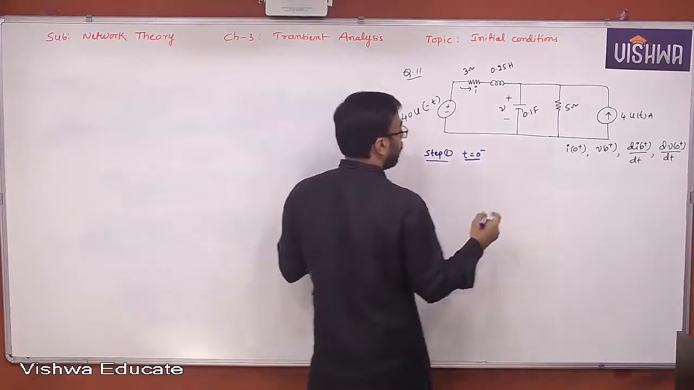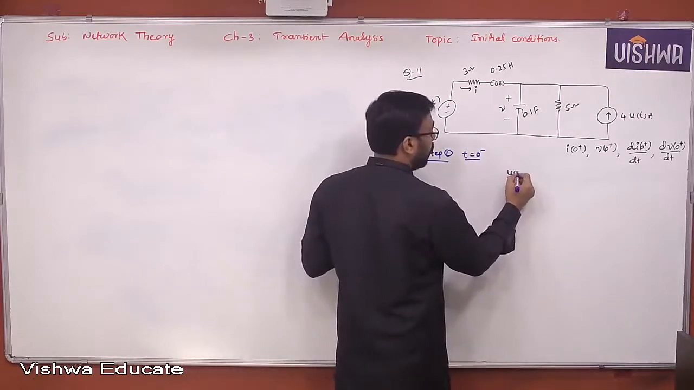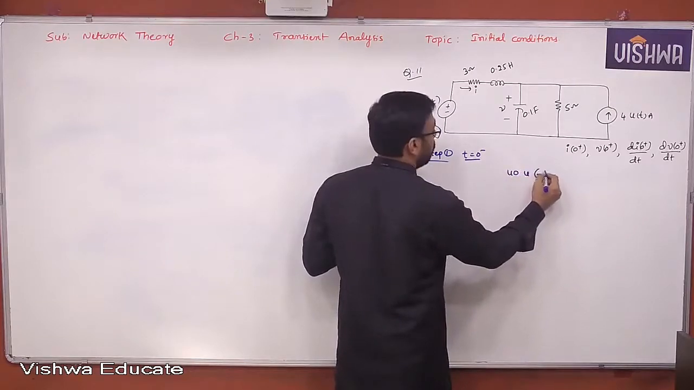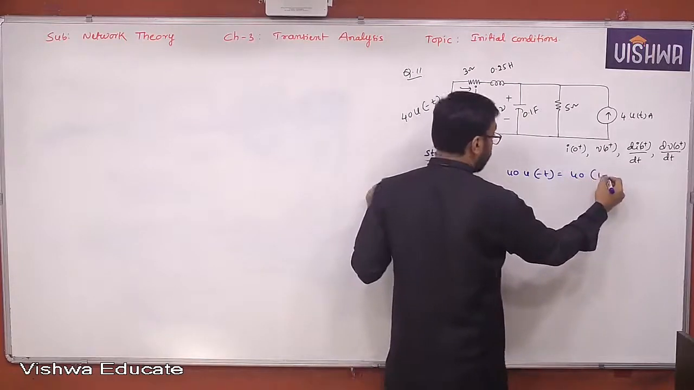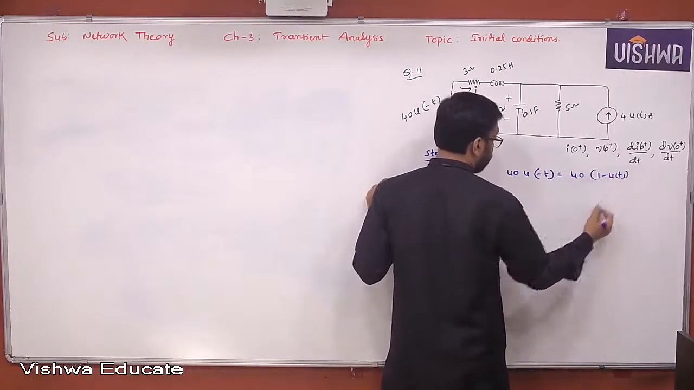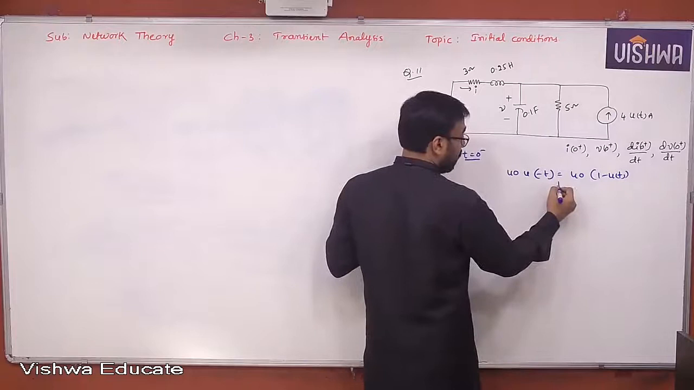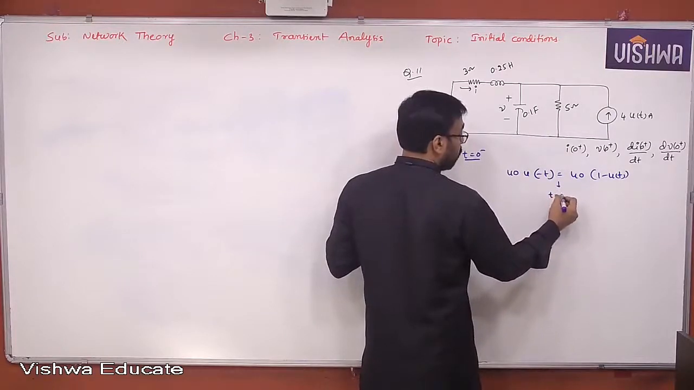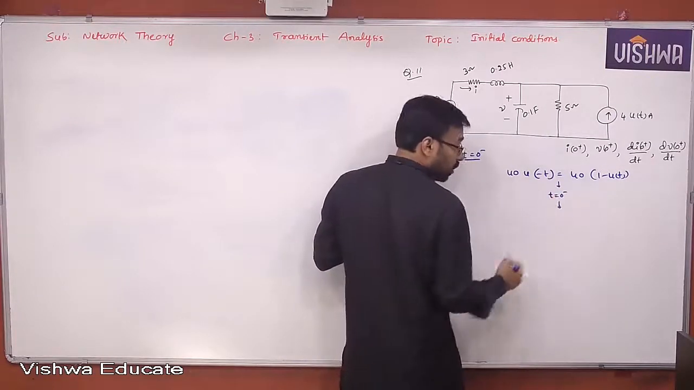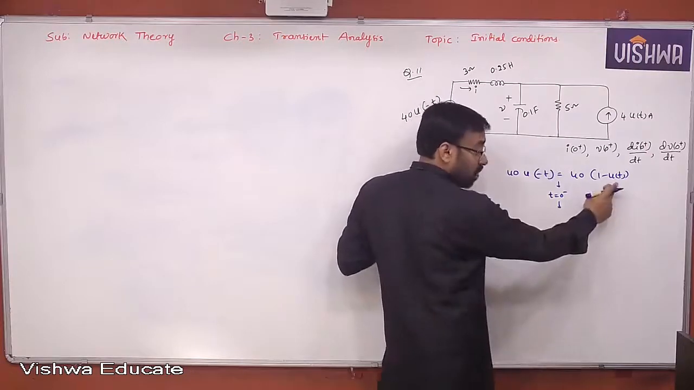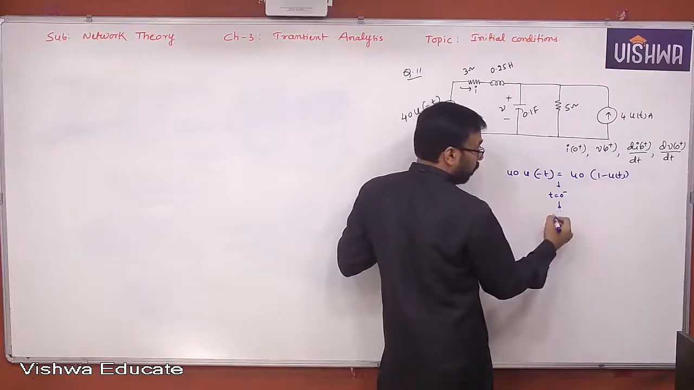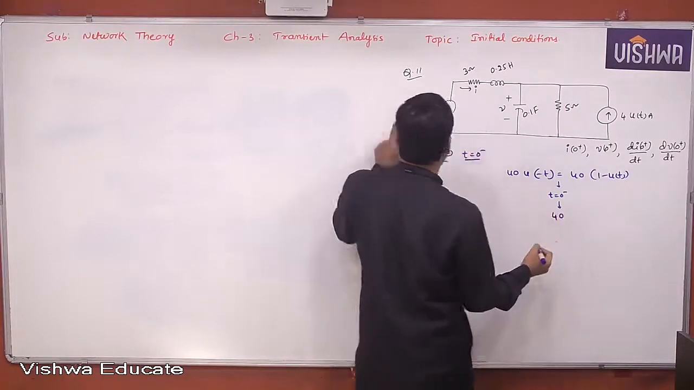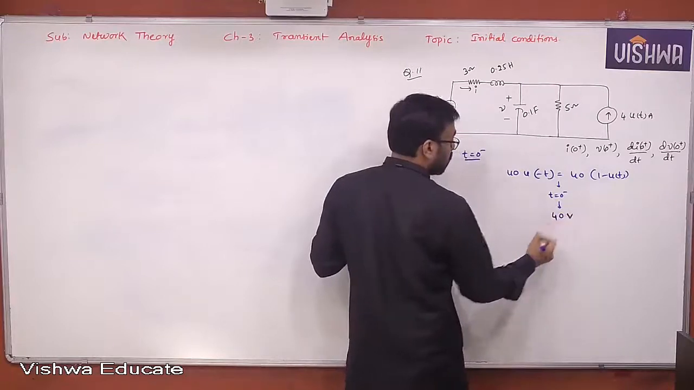What is the value of 40 u of minus t? It is nothing but 40 into 1 minus u of t. For t less than 0, u of t is 0. So 1 minus 0, that means 40 volts. Okay, 40 volts.